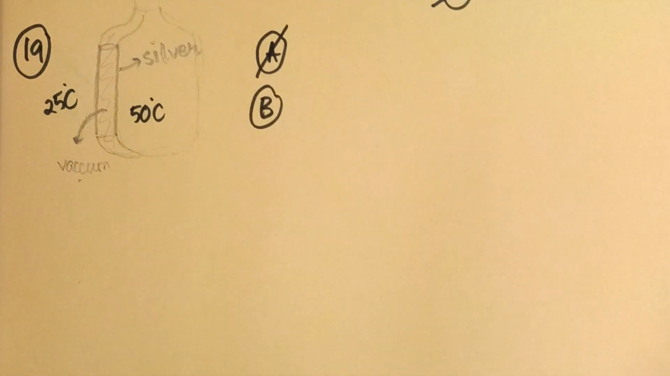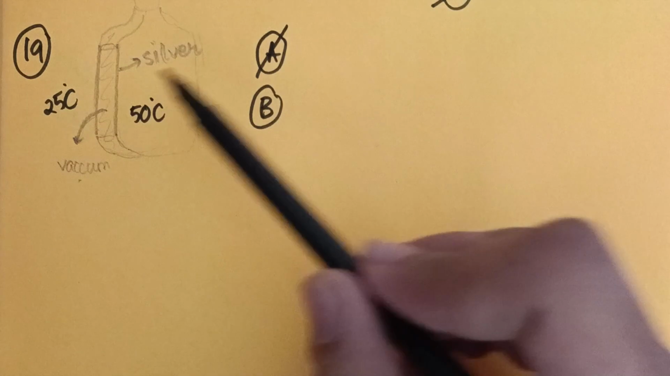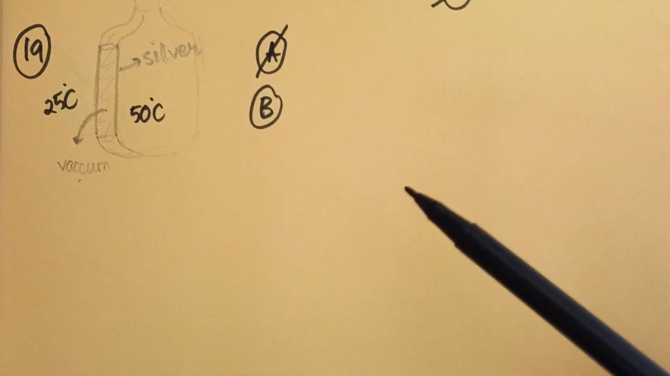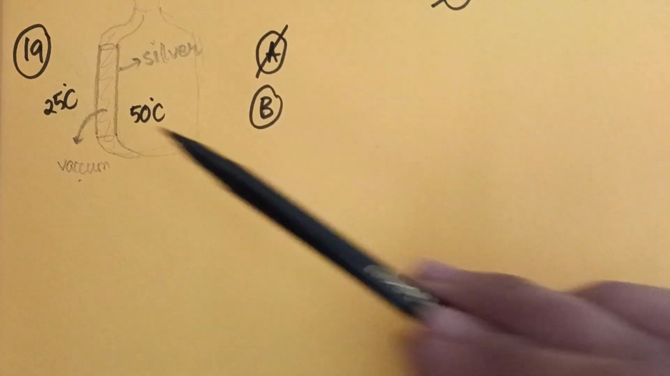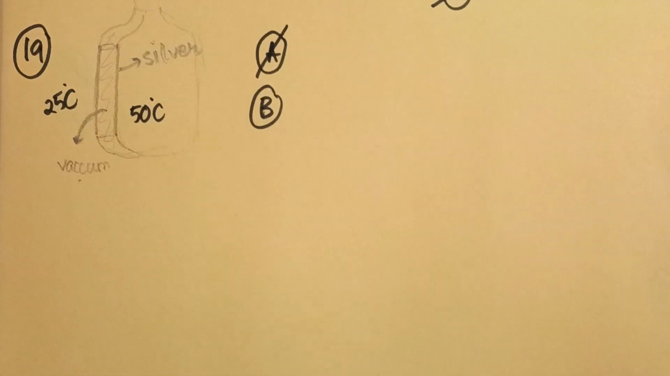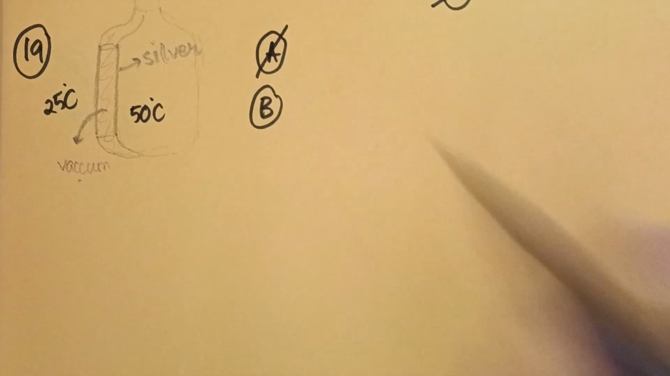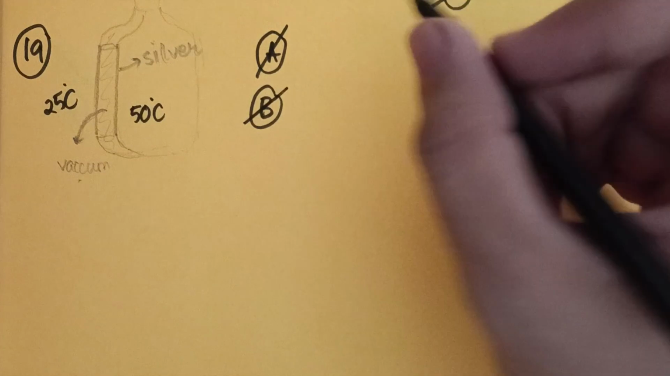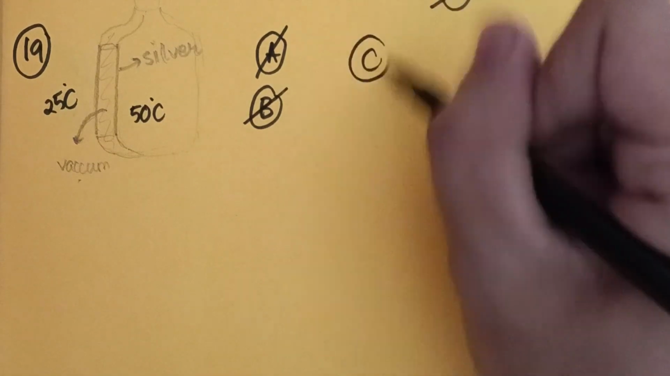B says to increase the rate of convection inside the flask. This is not correct. Silvered walls will not make a difference to the rate of convection inside the flask. That will happen only if the temperature inside the flask is higher or if the flask is heated. So this is wrong. Silvered walls will not make an effect in the convection.